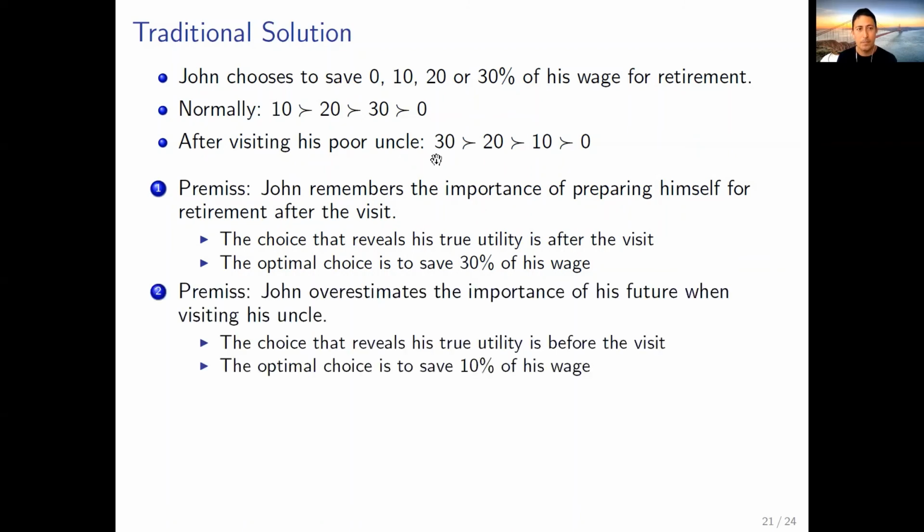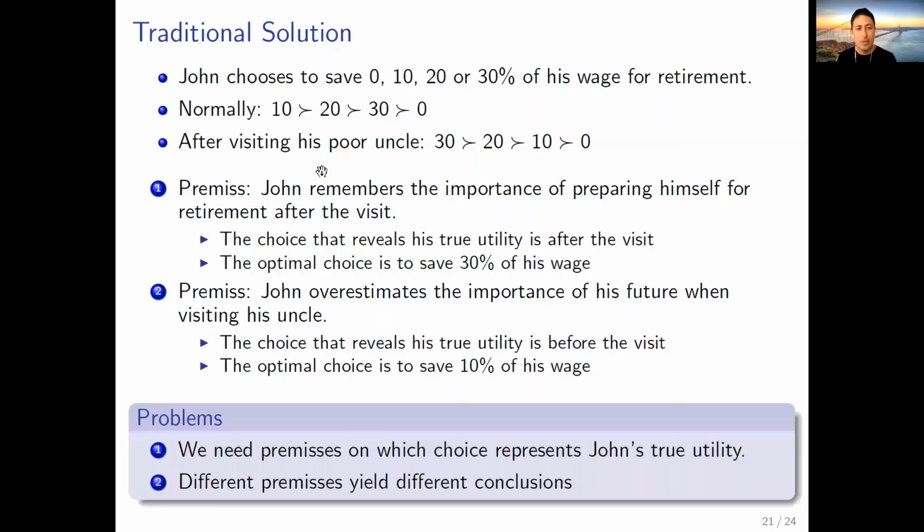But the problem is that we can have a different premise in which John overestimates the importance of his future when visiting his uncle. So he gets confused when he visits his uncle, and then he thinks, oh my God, this is going to happen to me, and I'm going to be overly worried about this. So it's actually blurring his choices whenever he visits his uncle. And under this premise, the choice that reveals his true utility is the one before the visit. So under this premise, the optimal choice for him is actually to save 10% of his income for retirement.